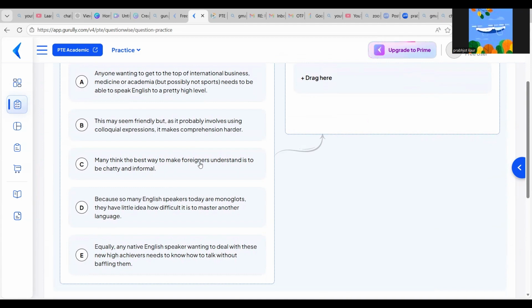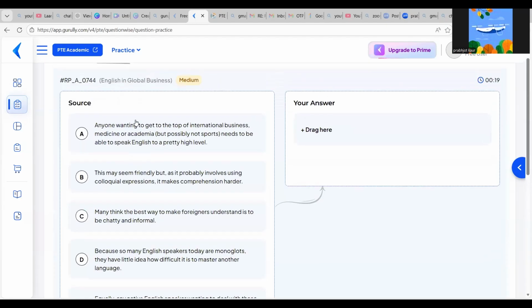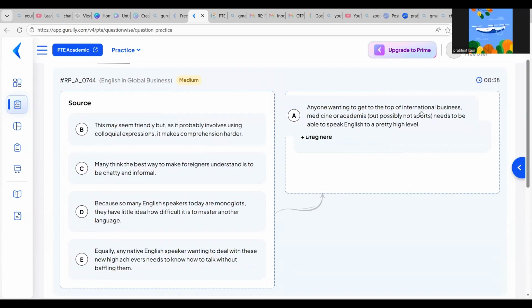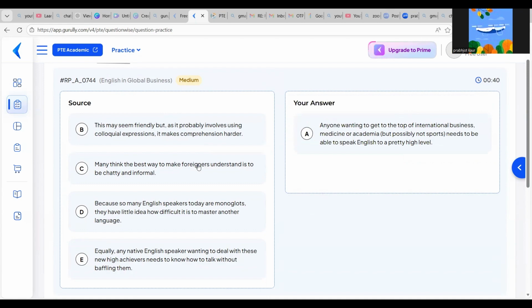Many think the best way... Anyone wanting to get to the top of international business, medicine, or academia, but possibly not sport, needed to be able to speak English to a pretty high level. So this is the main idea. It is about speaking English.